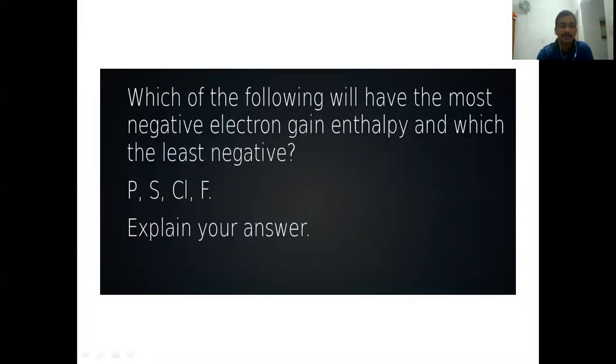Now here you can see a question. Which of the following will have the most negative electron gain enthalpy and which the least negative? And you have to explain your answer. Here, which are the elements given? Phosphorus, sulfur, chlorine, fluorine. As we move from left to right in a period, negative value of electron gain enthalpy increases. So the first three elements belong to third period. All the three are in third period.